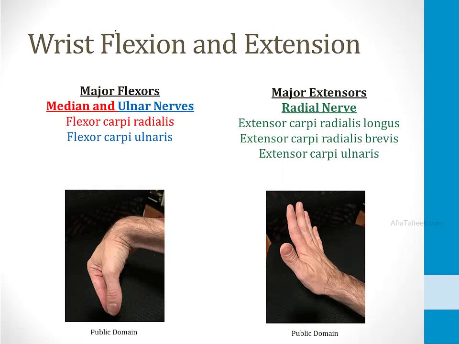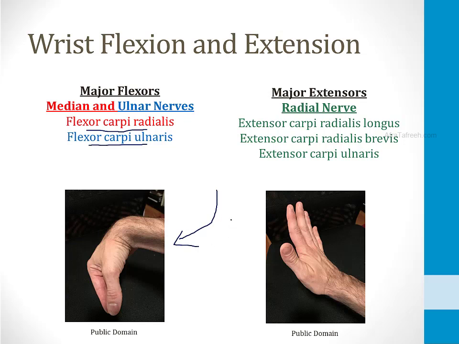Let's talk about flexion and extension of the wrist because this is important in understanding nerve lesions that affect the hand. The major flexors of the wrist are controlled by the median and ulnar nerves together. There is a muscle called the flexor carpi radialis. This is controlled by the median nerve, and another muscle called the flexor carpi ulnaris. This is controlled by the ulnar nerve, and these muscles work together to flex the wrist as shown in this picture on the left side of the screen.